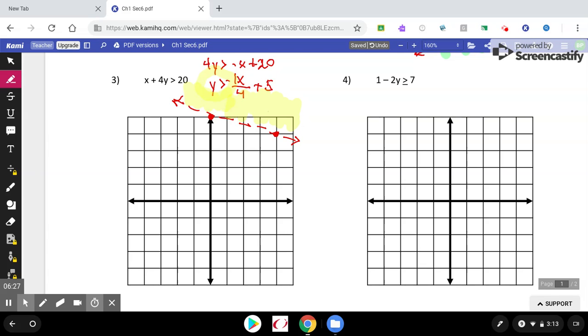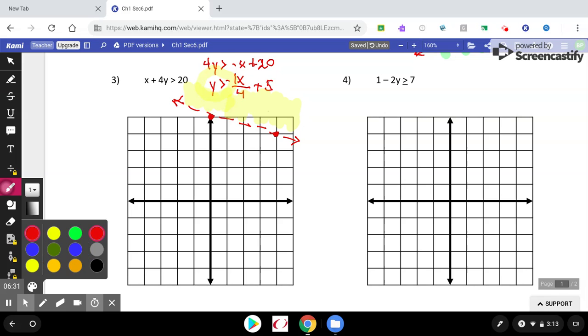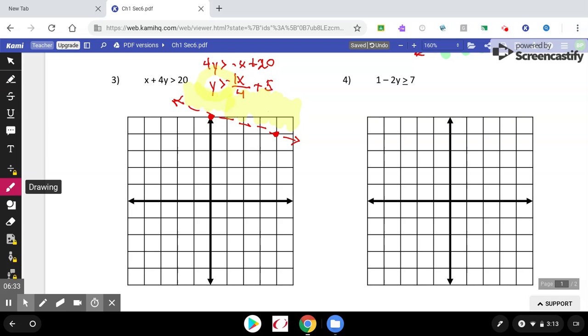Now, number 4 should be the easiest problem, or one of the easiest problems, and yet it gets missed a ton of times. And the confusing part is the fact that there is no x. But guys, if you would just commit this to memory, and I would love for you to do so, if you have an equation that only has a y in it, it's constant, it will make a horizontal line.